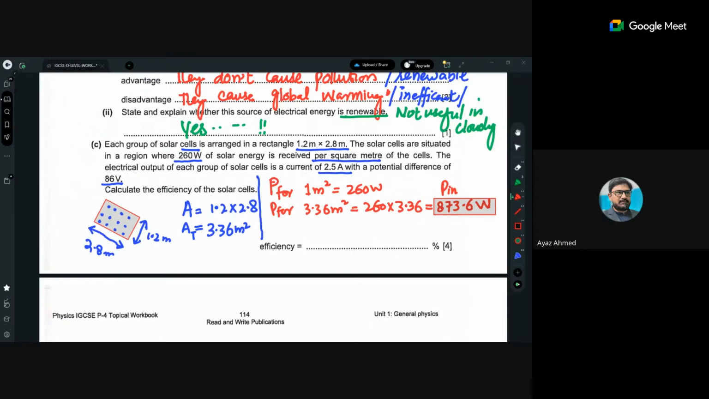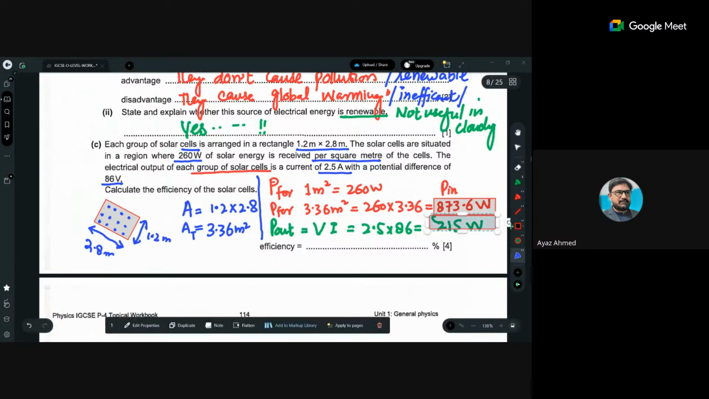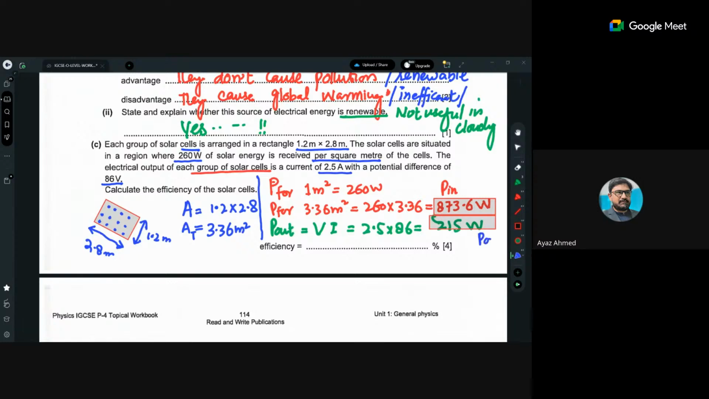Now, what is the output power of this group? Its output is V into I, because it is converting electrical energy. So calculate 2.5 times 86, what will you get? 215 watt. That is your output power. So is this leading towards energy efficiency? This is your output power.